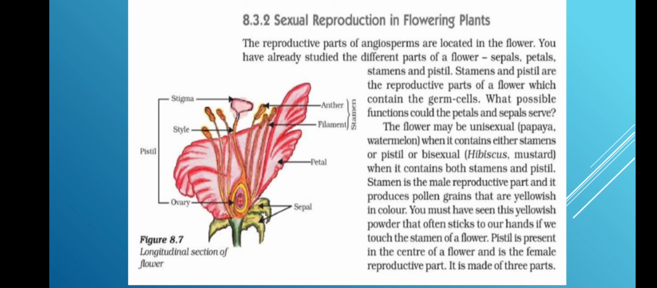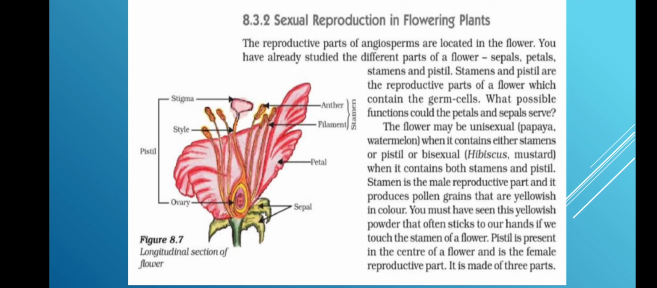So coming to the other type, so this is bisexual. Bi means two. So they have both the female reproductive part and the male reproductive part. So bisexual examples are hibiscus and mustard. There are many more. So when it contains both stamens and pistil, so that is called as what? Bisexual. If it has only stamen or only pistil, it is called as unisexual. I hope you understood this.